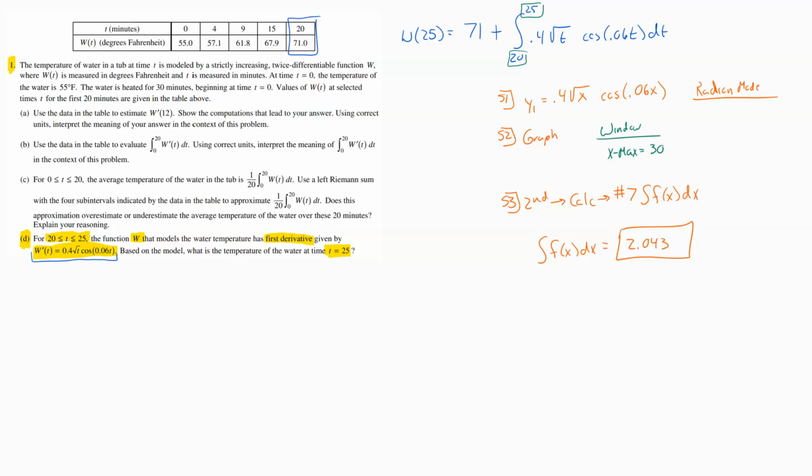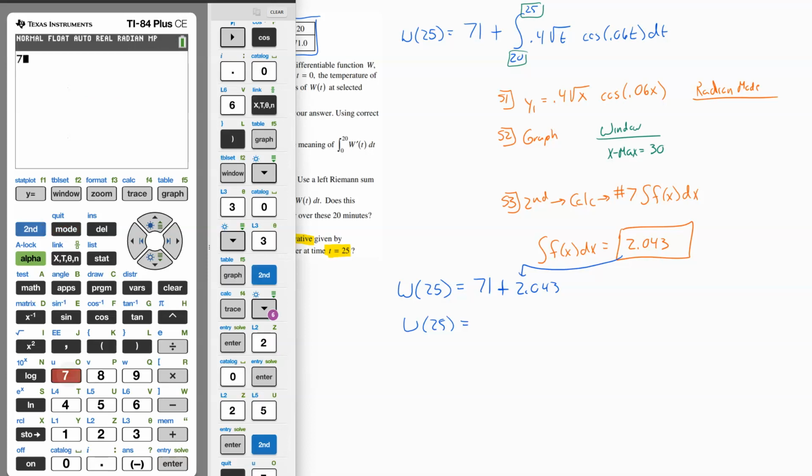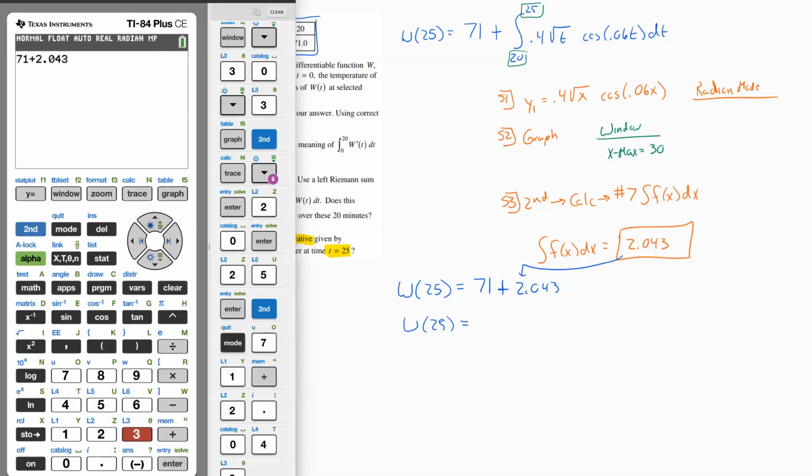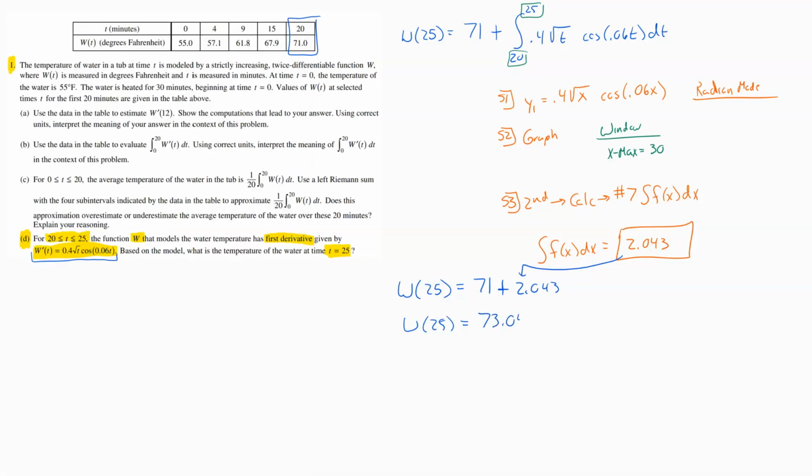When we're going for our final answers on an AP Calc test, we want to make sure that we take it to 3 decimals. That's kind of their standard. So W of 25 is going to equal 71 plus 2.043. We could probably do that in our head and get 73.043, but if you need to, you can grab your calculator, add those values together, and we get 73.043. That would be our final answer. On this one, they would have given us 1 point for doing this integral process and getting the setup going, then an additional 1 point for putting it all together for our final answer.